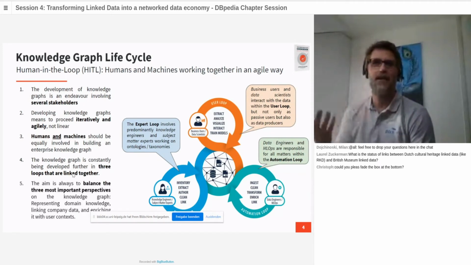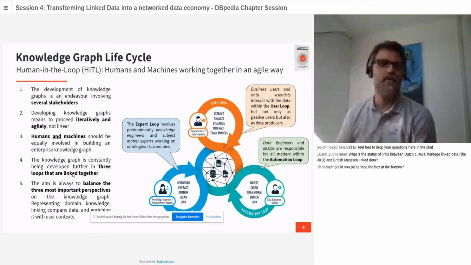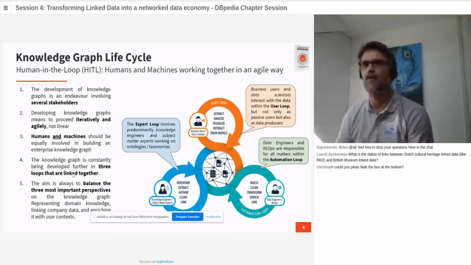And finally, you have to find the balance between these three most important perspectives: the knowledge domain, the linking of the data, and then automatically enriching it with context. So here we are also in linked data.